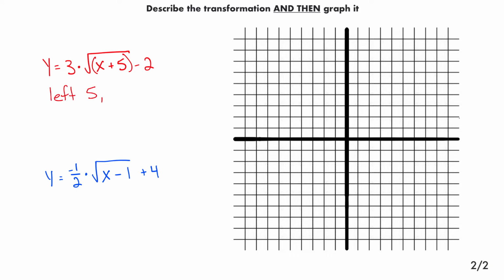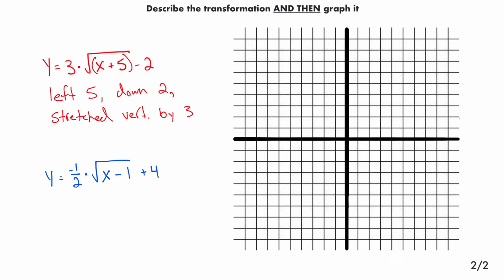Then the negative 2 on the outside, that's going to dictate movement up or down. It's going to do exactly what we think. Negative 2 means we're going to go down 2. Then we've got that 3 way out in front. That 3 is going to take all of our heights, all of our y values, and stretch them. So we are stretching this vertically by a factor of 3. So this is going to be 3 times taller than the mother function.